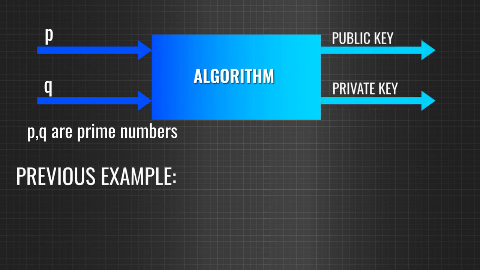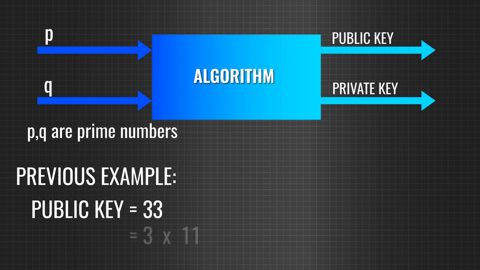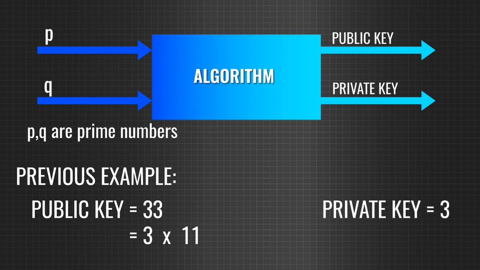In the previous example, we saw that the public key of Alex was in fact the multiplication of two prime numbers. The private key of Alex was one of the factors of this public key. The algorithm we have seen is just a representative one. In actual algorithms, prime numbers are not directly used to produce public and private keys.